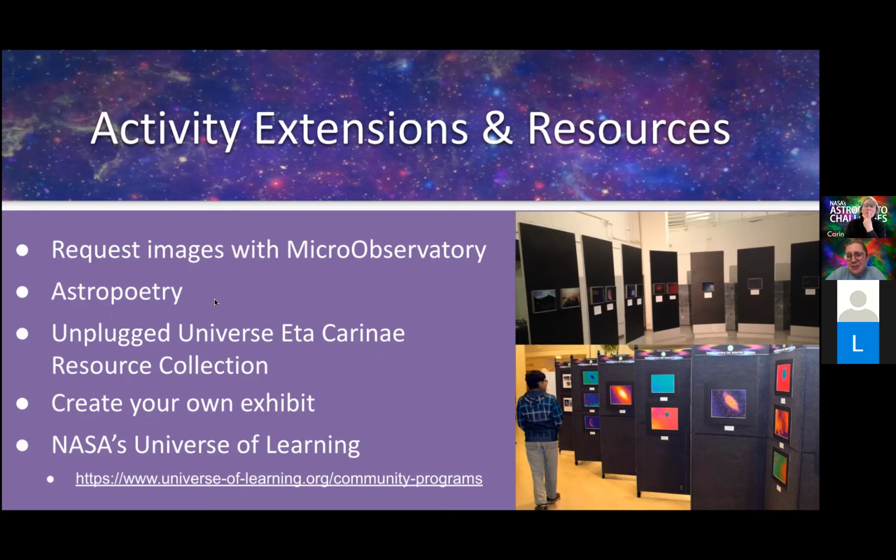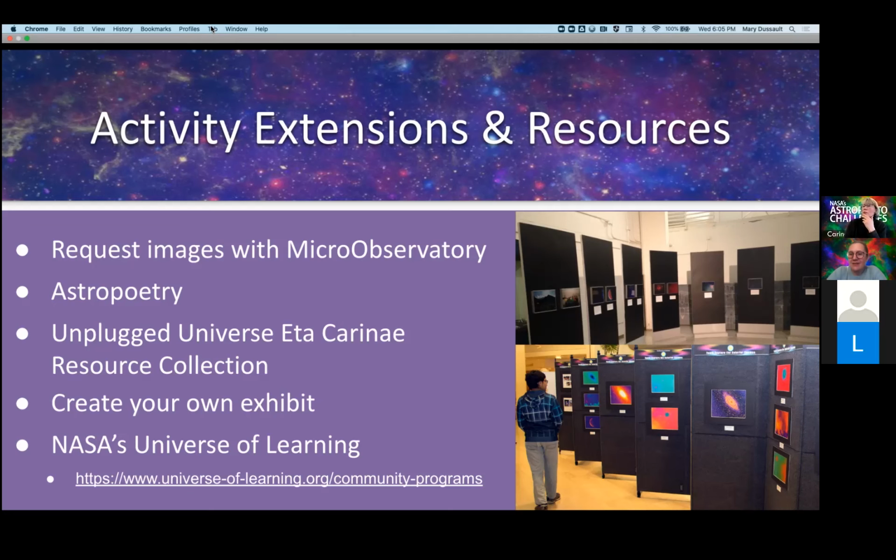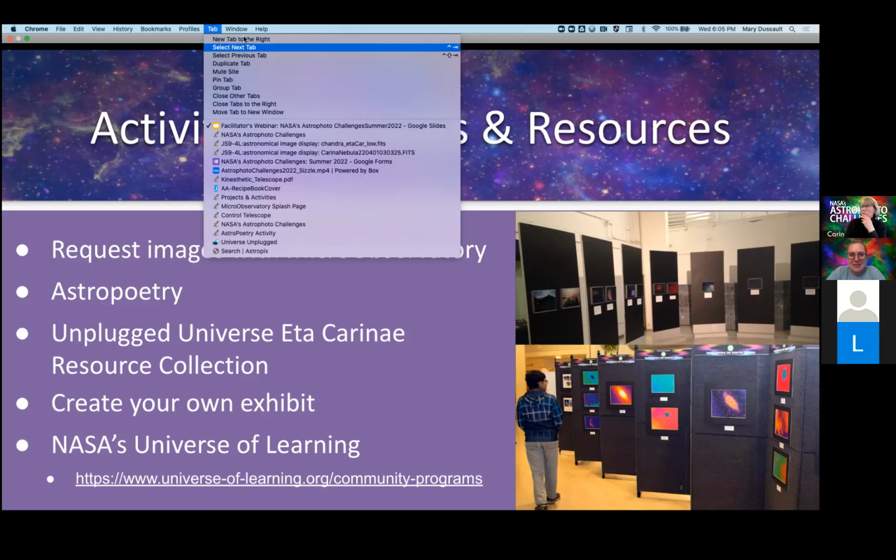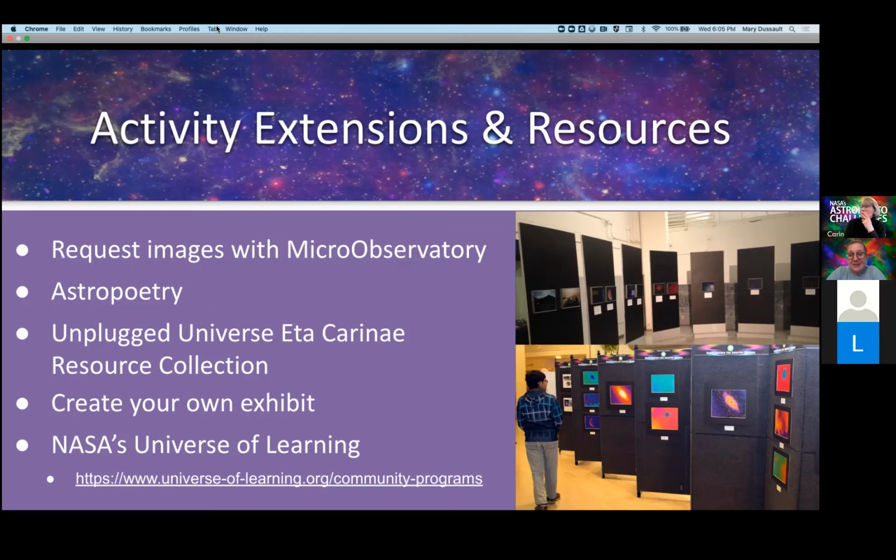There's a few extension activities and resources you might want to use with your students. I mentioned Astropoetry, Universe Unplugged. I think Mary put that on the screen for a moment. It has a full Eta Carinae resource collection, so you can learn more about the object. You can create your own exhibit. On the right here, you see a few images of exhibits that past participants have created. Students love seeing them up. The Astropoetry is a great way to get a label for each student's image.